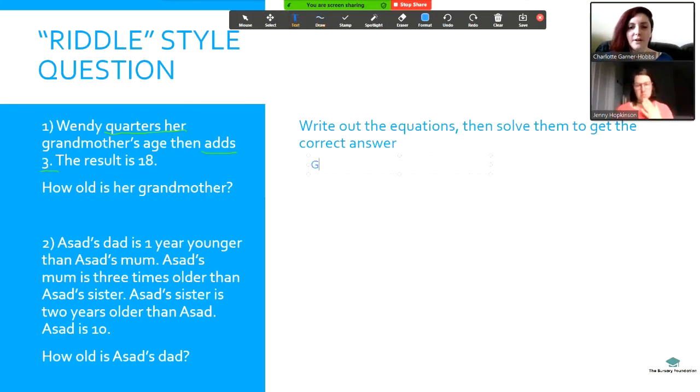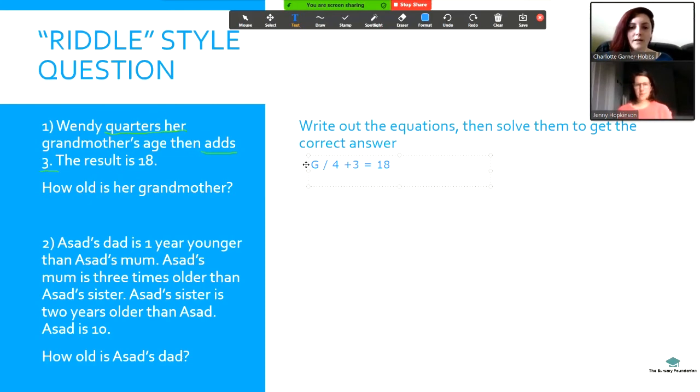So I'm going to put in G for grandmother here, because why not? Doesn't really matter what my letter is, it might as well be. So if Wendy quarters her grandmother's age, what sum has she done? Divided by 4. And then what's the next thing she does? Added 3. And we get 18.